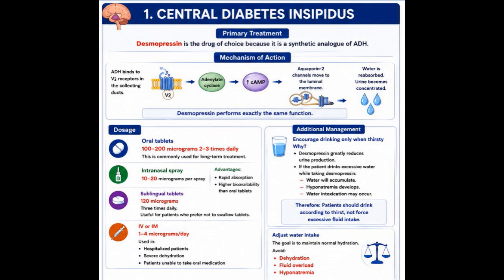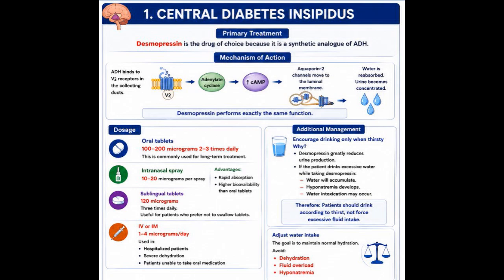Mechanism of action. Normally, ADH binds to V2 receptors in the collecting ducts. This activates adenylate cyclase, and aquaporin 2 channels move to the luminal membrane. So, water is reabsorbed and urine becomes concentrated. Desmopressin performs exactly the same function.